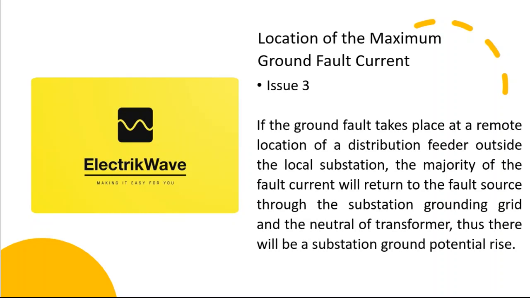Let's see issue 3. If the ground fault takes place at a remote location of a distribution feeder outside the local substation, the majority of the fault current will return to the fault source through the substation grounding grid and the neutral of the transformer, thus there will be a substation ground potential rise.